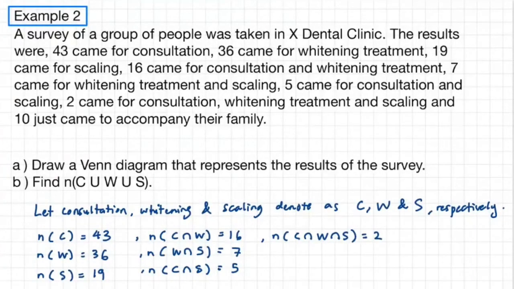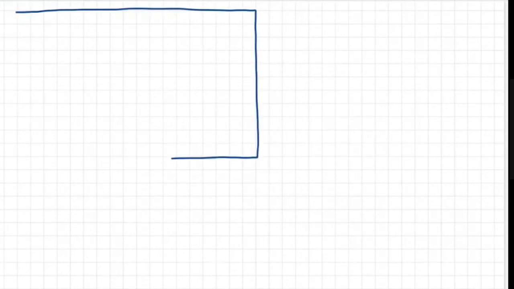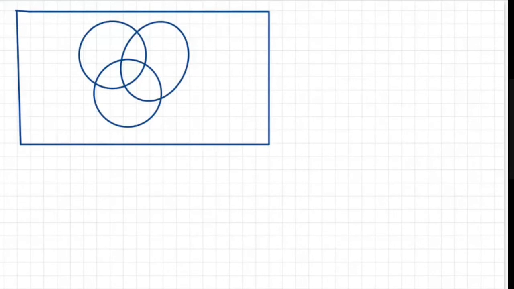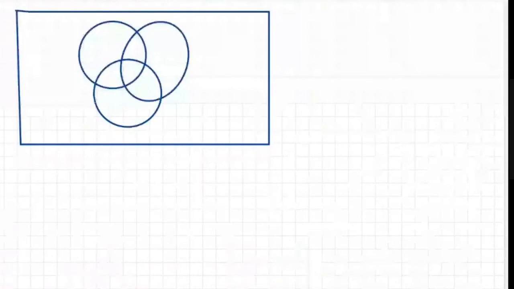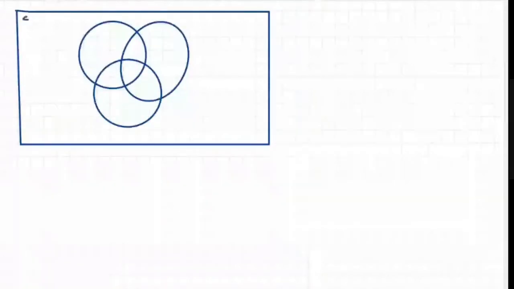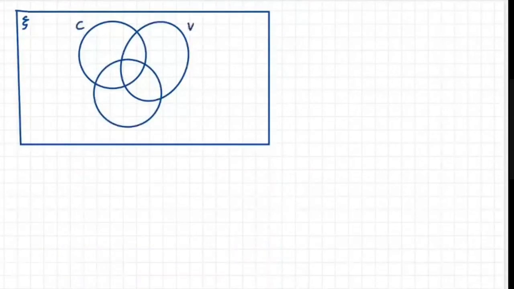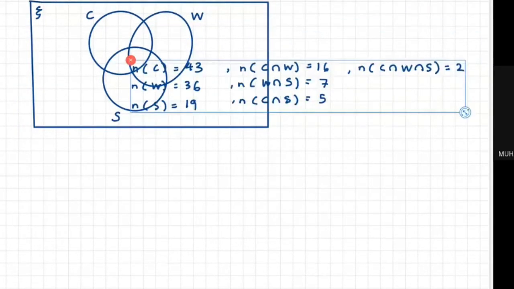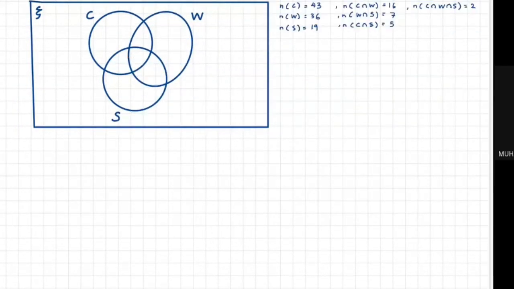draw a Venn diagram. First, you have to draw a big rectangle, and then 3 overlapping circles must be located inside the rectangle. Okay, so this is the universal set, and then label the circles as C, W, and S. Okay, so this is the information. So outside the three circles must be 10.